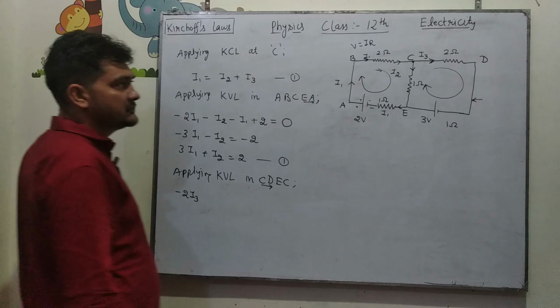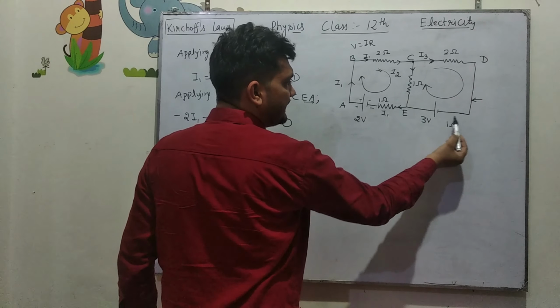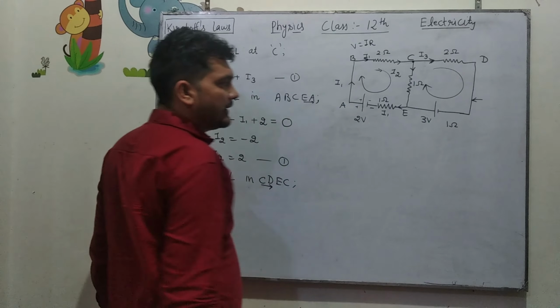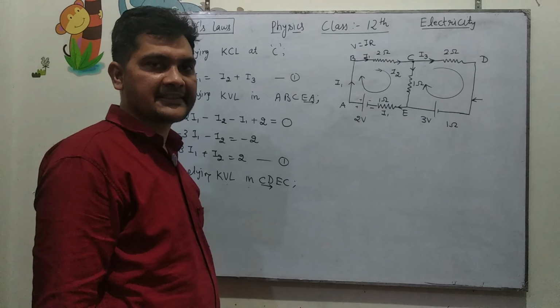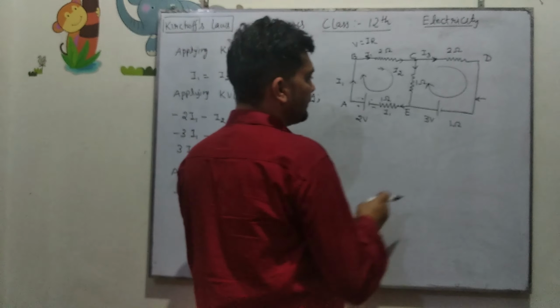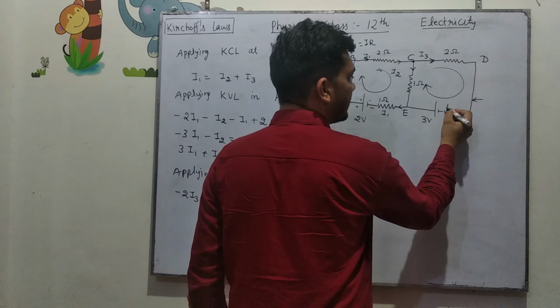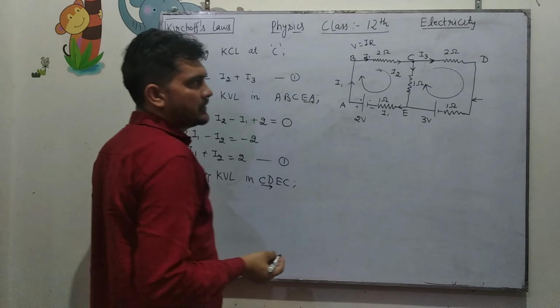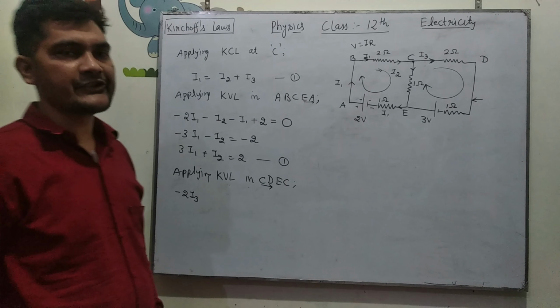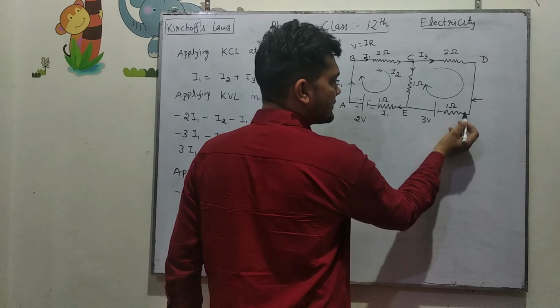Okay. Now from D to E, there is a battery and it has an internal resistance of 1 ohm. So if you put this resistance in the symbolic form, then this is 1 ohm internal resistance. Therefore, now there is a drop of potential across this 1 ohm resistance also.